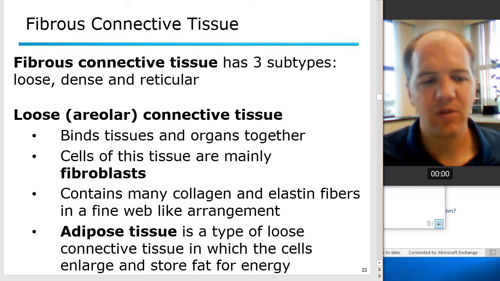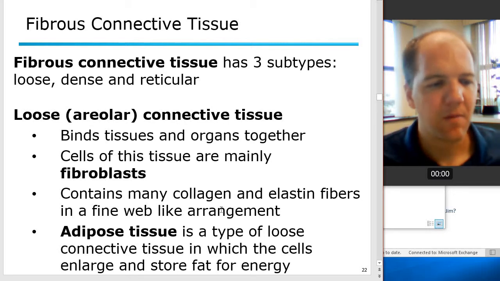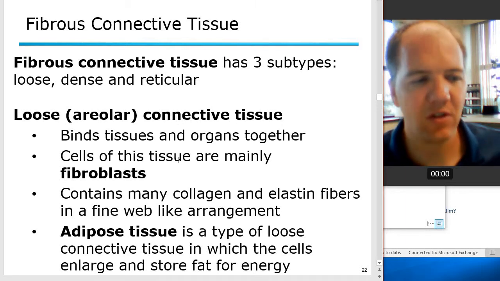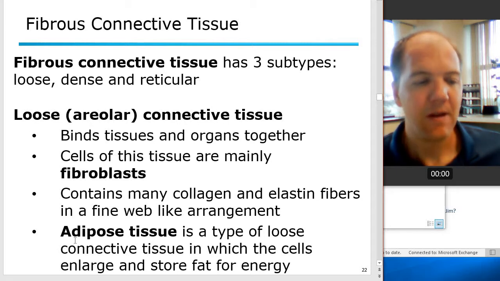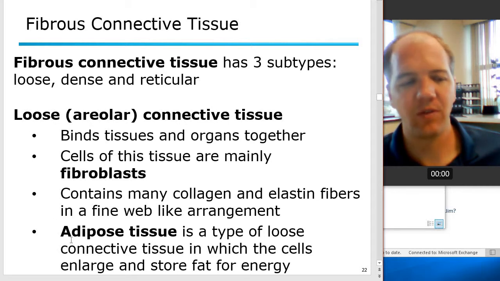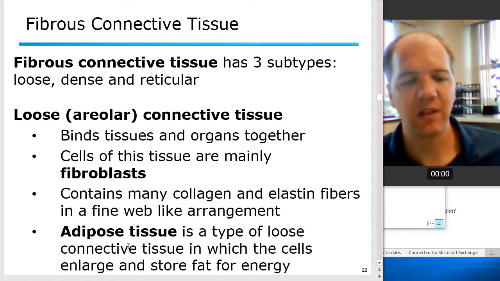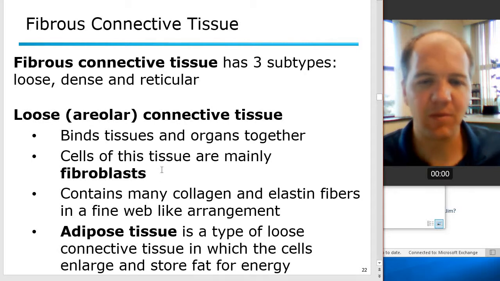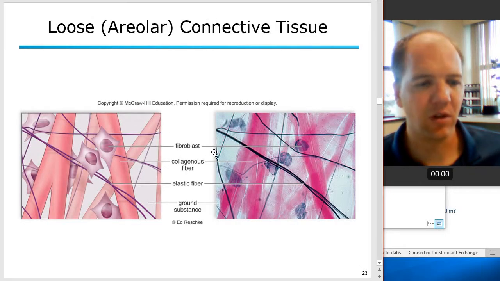And what they do is they produce a lot of collagen and elastin fibers, and they put it around the cells. This is a very common type of connective tissue in the body, and it's around many tissues, it's around many organs holding them together. One example of loose connective tissue is adipose tissue. Adipose is a fancy word for fat, basically. So adipose tissue is a type of loose connective tissue, and its job is basically just to fill up with lipids to store.